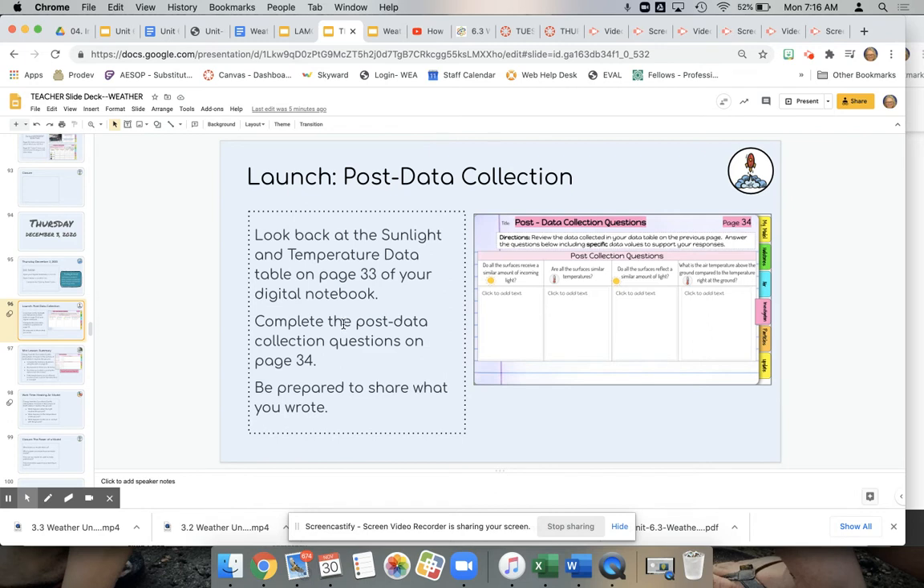So what they're going to need to do is answer the question, but they should be including specific data. For example, the first question is, do all the surfaces receive a similar amount of incoming light? So they would answer yes or no, and then say, for example, and give one or two different examples. They will do that for each of these.